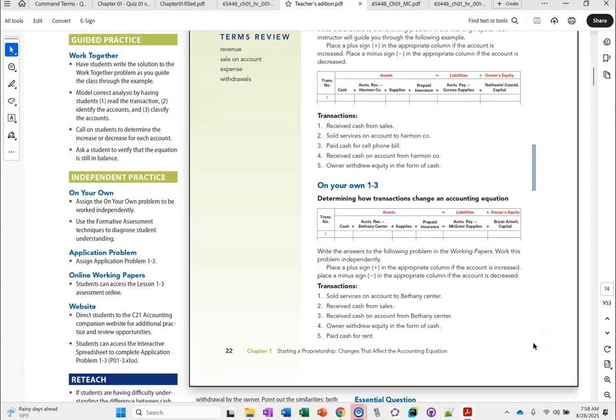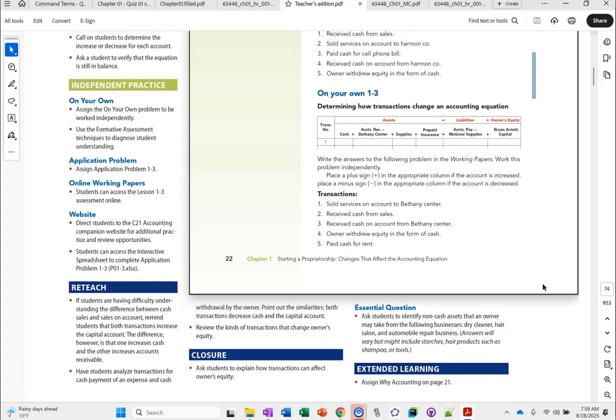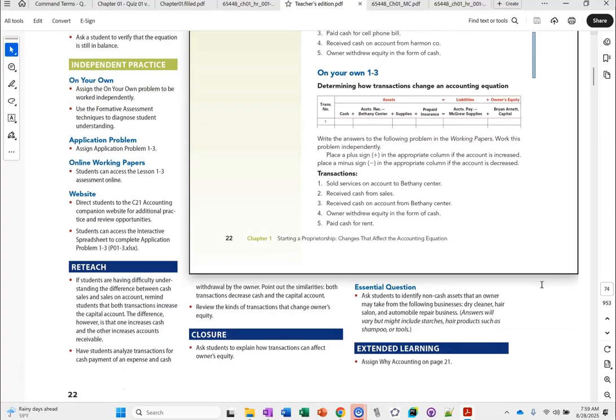All right, so the directions on the On Your Own 1.3, again, I'm reading from page 22 in my text. So if you want to follow along from that, or I can read them here. Write the answers to the following problem in the working papers. This is done independently. Place a plus sign in the appropriate column if the account is increased, and a minus sign in the appropriate column if the account is decreased. Let me scroll that up so it's a little easier for you guys to see.